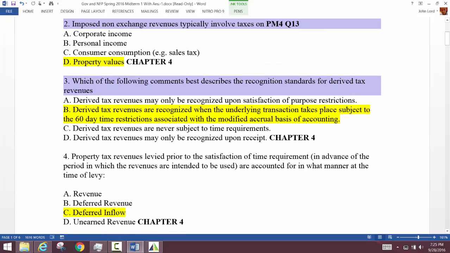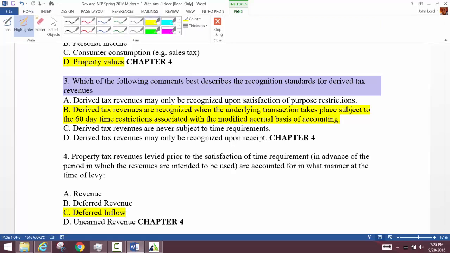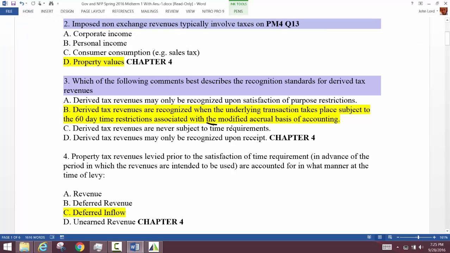Okay, good. Which of the following best describes the recognition standard for derived tax revenue? And we take derived tax revenue when the underlying transaction takes place, right? And then we continue on, subject to the 60-day time restriction associated with what? With modified accrual. Do we do that for full accrual? For full accrual, we don't have to worry about that 60 days. That's a modified accrual accounting trip that we have to worry about, right?